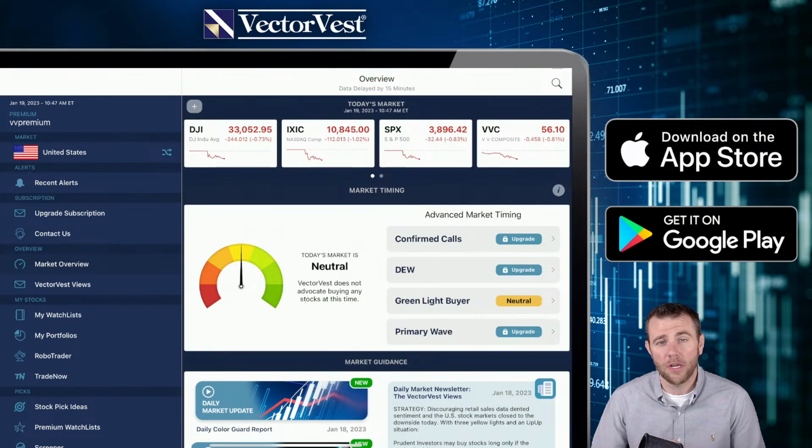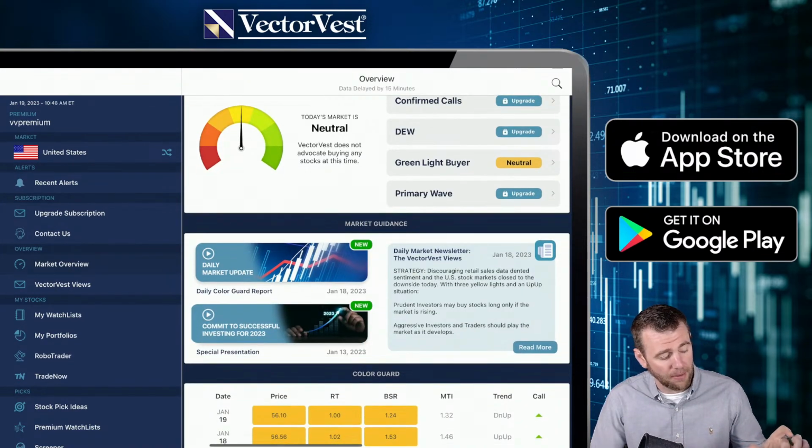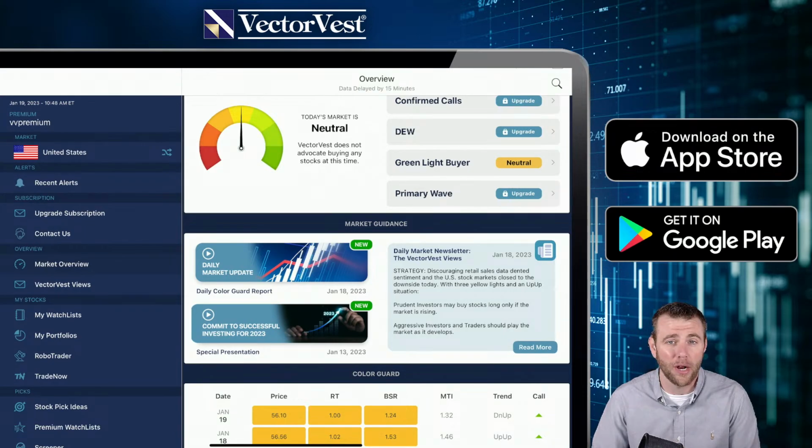As always, if you ever want a comprehensive, detailed dive into what's going on in the markets right now, what to expect for tomorrow, what news you need to be aware of, and how to prepare yourself for the next trading day, make sure to tune in to the daily Color Guard report found right underneath the market timing gauge. It's a quick 5-10 minute video that covers what's going on in the market right now. In essence, watching this quick little video will make sure that you never get caught off guard with what's going on in the markets and stay on top of things.